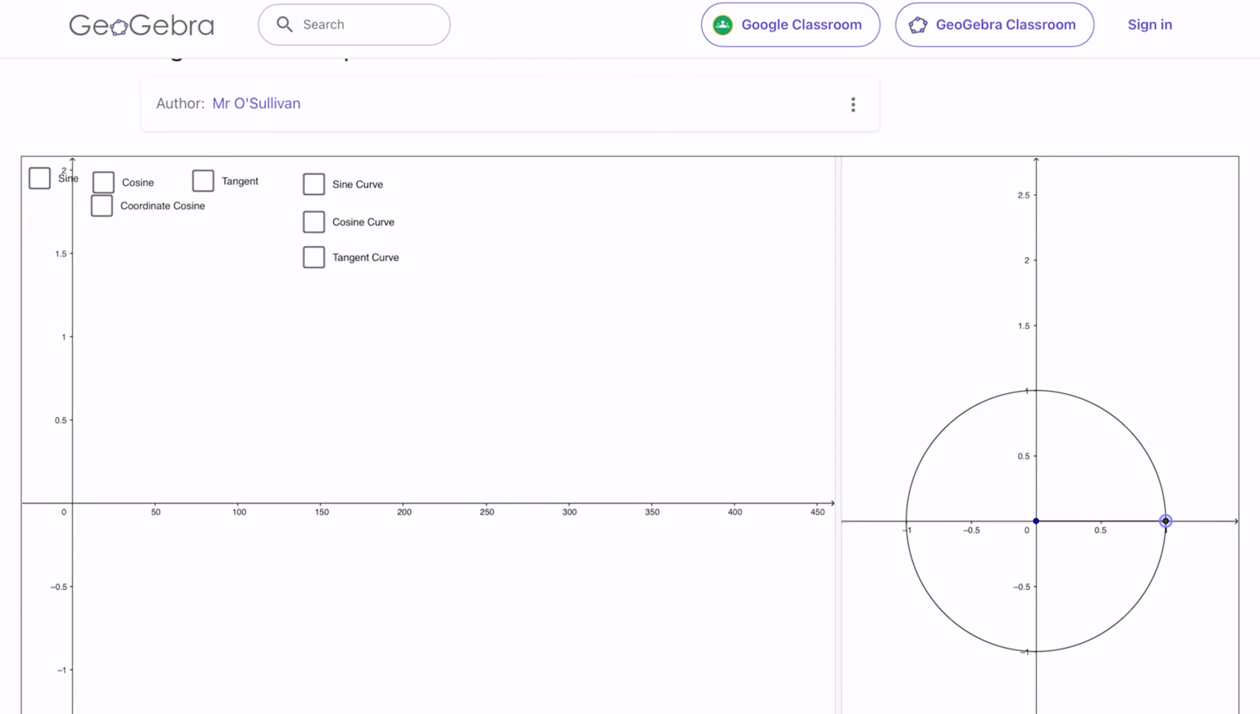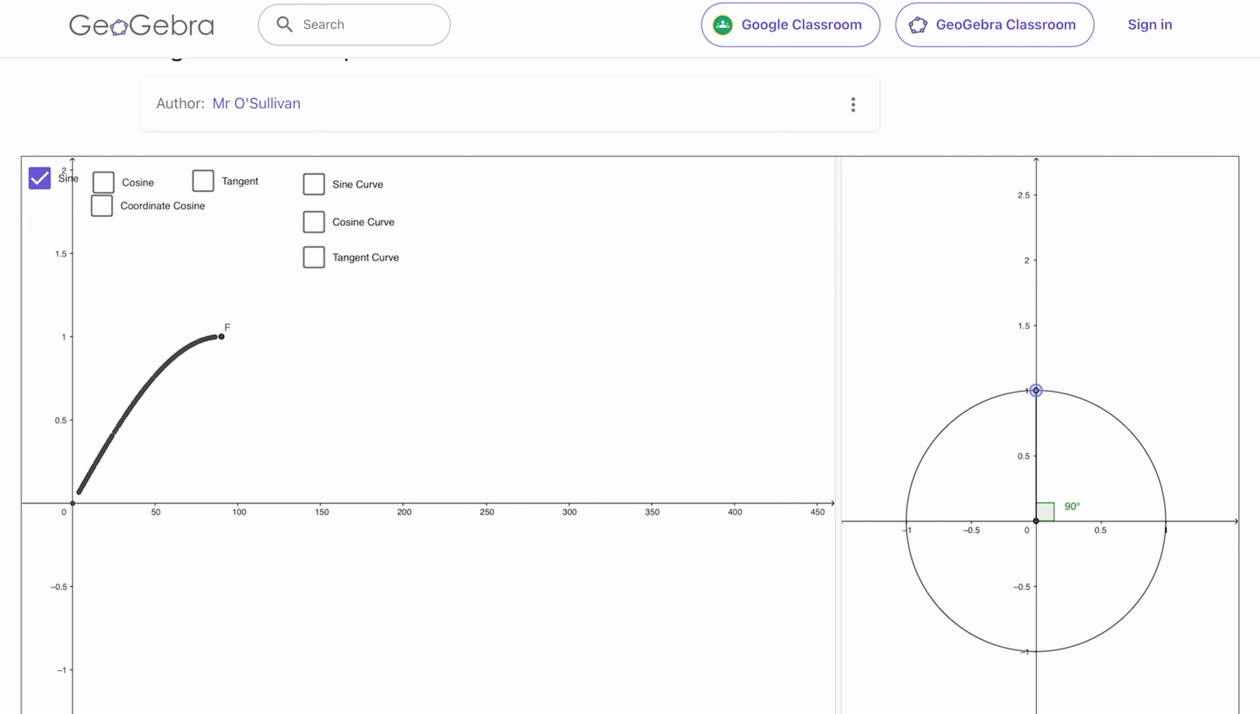Now, if we're looking at the sine graph, remember the sine graph is represented by the y-axis. So when the angle is 0 degrees, the y value is 0. So that means the sine graph will start off with 0. Now, as I increase the angle, notice how the y value is increasing from 0 as I make the angle bigger and bigger. So you can see the sine graph taking shape on the left-hand side. When the angle is 90 degrees, it will reach a value of 1. So sine of 90 is 1.